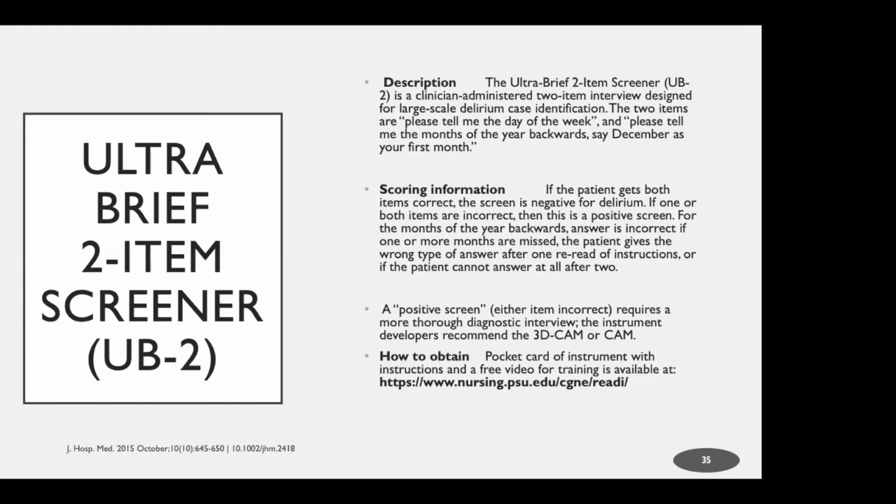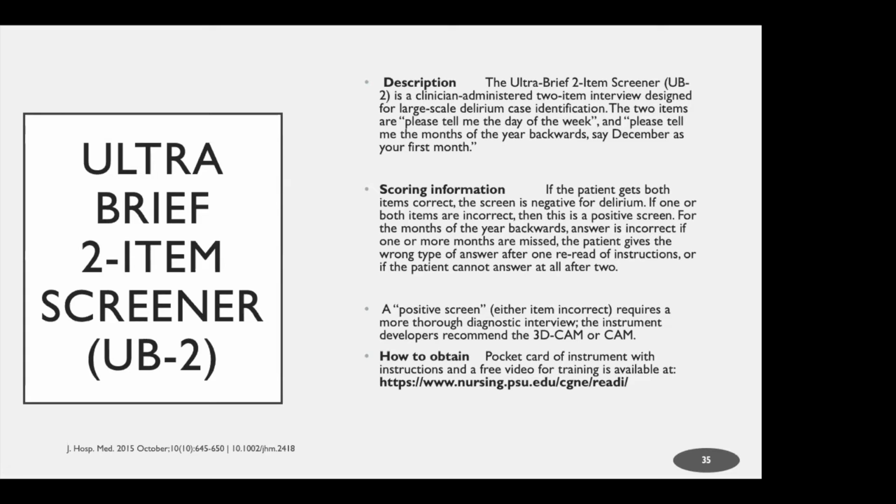Please tell me the day of the week. So today you would actually say Thursday. And then please tell me the months of the year backwards. Say December as your first month. So it would be December, November, October, and so on. So this is it. It's 2 items. How do you score it?